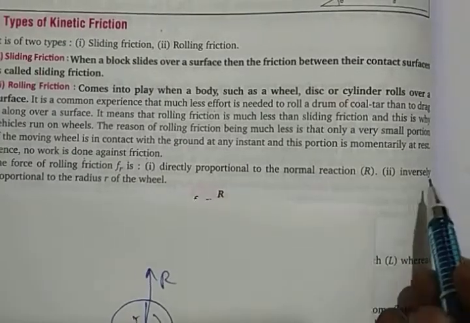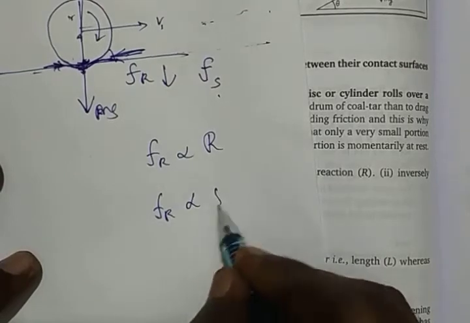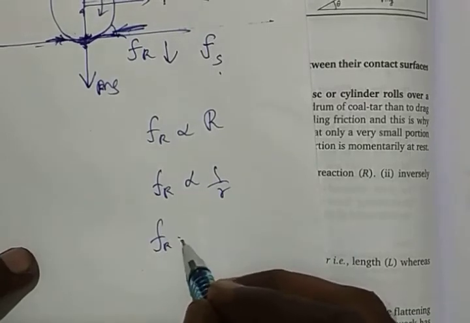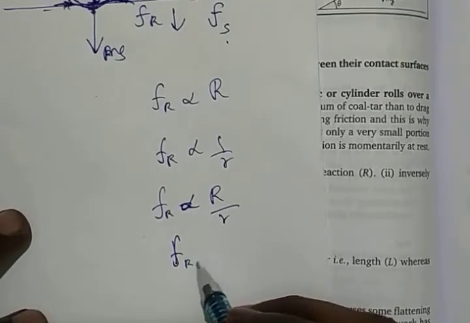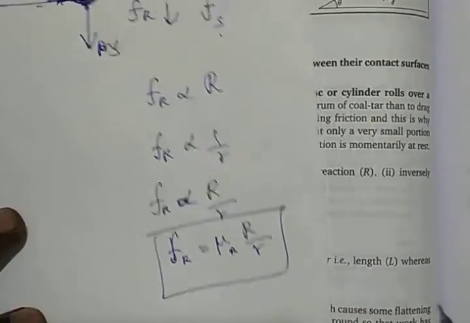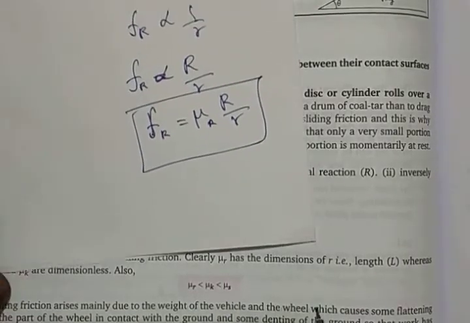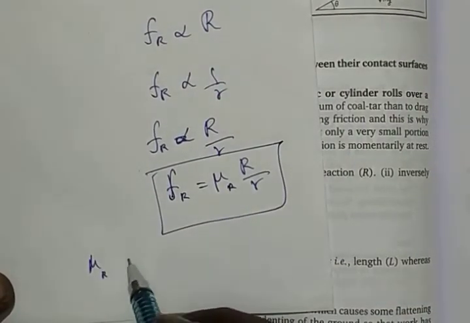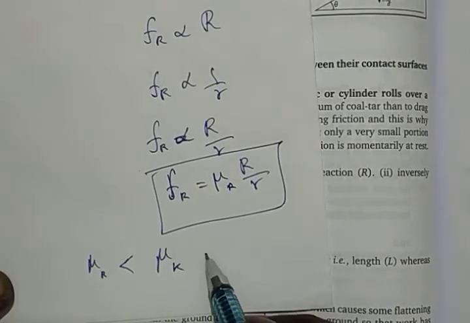And the second point is that it is inversely proportional to the radius of the wheel. So how big is the wheel? The rolling friction is proportional to capital R upon small r. So rolling friction is equal to mu r, capital R upon small r. Which is the least frictional force? This mu r is really less, and it is less than the kinetic friction, and it is less than the static friction.